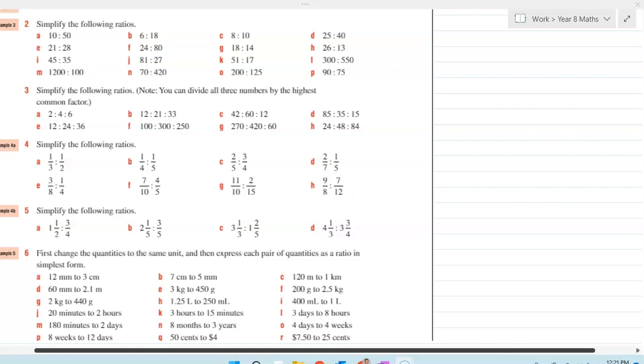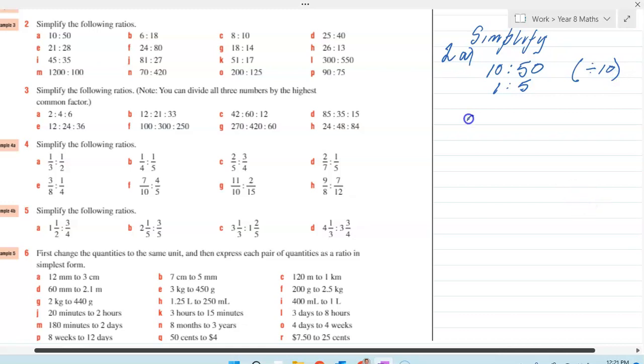Now in simplifying ratios, question 2 there, it's pretty straightforward. 2a, we're going to simplify 10 is to 50, so that becomes 1 is to 5. Well, you divide both sides by 10.